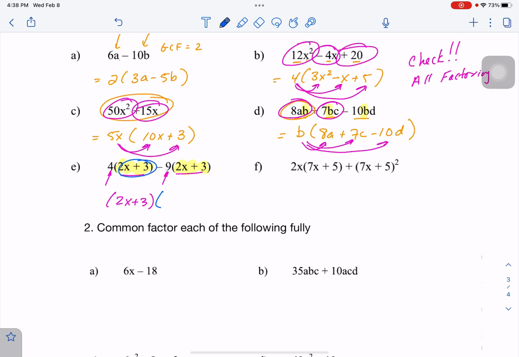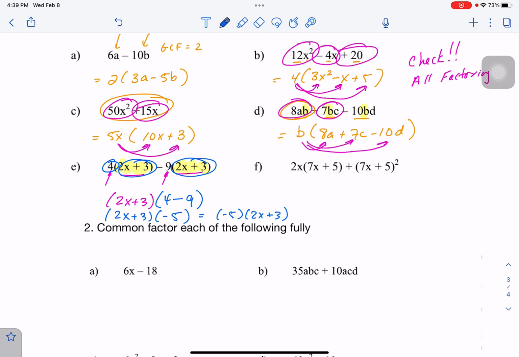Well, if I take out this bracket, I'm left with 4. And if I take out this bracket, I'm left with 9. And guess what that is? That's going to be 2x plus 3 times 4 minus 9, and 4 minus 9 is negative 5. And that is factored. And if you wanted to, you could write that as negative 5, 2x plus 3, because the order of multiplication doesn't matter. And they're both perfectly fine.